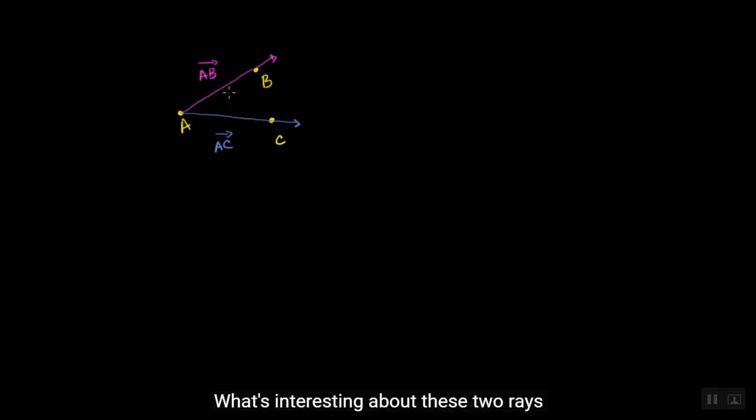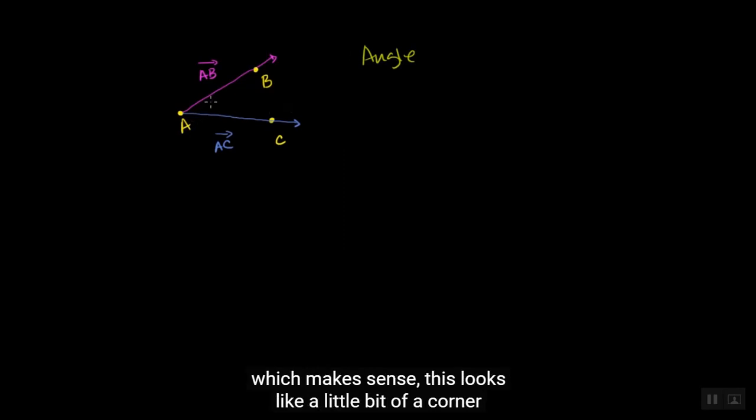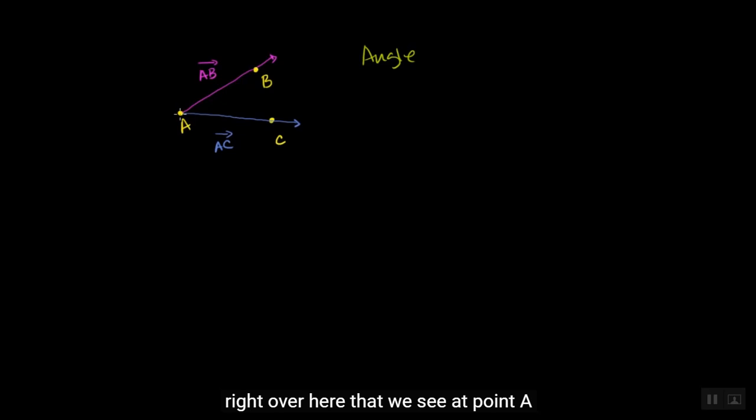And what's interesting about these two rays is that they have the exact same vertex at A. And in general, when we have two rays that have the exact same vertex, you have an angle. You're probably already reasonably familiar with the concept of an angle, which I believe comes from the Latin for corner, which makes sense. This looks like a little bit of a corner right over here that we see at point A.